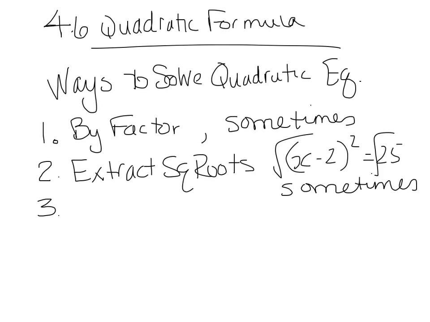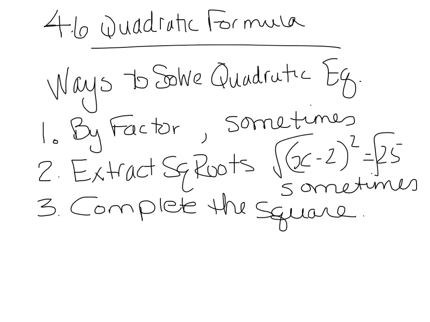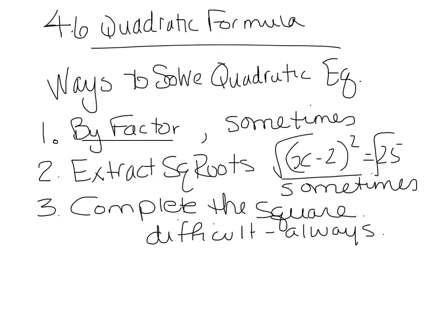We talked about you can always solve it by graphing on your calculator. I don't think I'm going to list that here. But we talked yesterday about completing the square. And that was difficult. But the good thing about it is it always will work, right? Doesn't have to be factorable, right? And you don't have to have this perfect square already set up for you. So it's a difficult method to use, but it will always work for you.